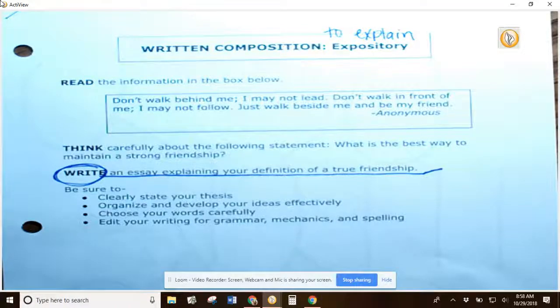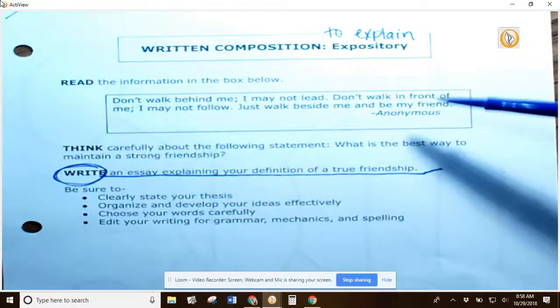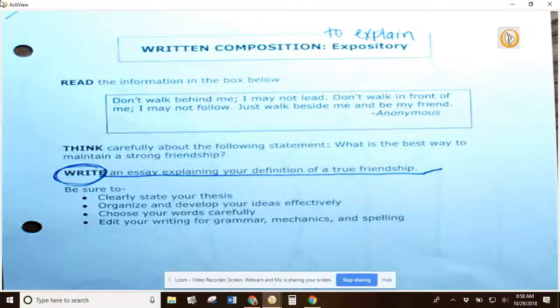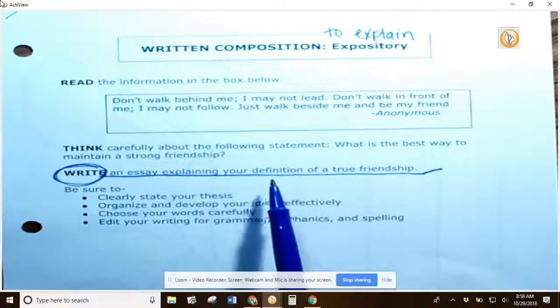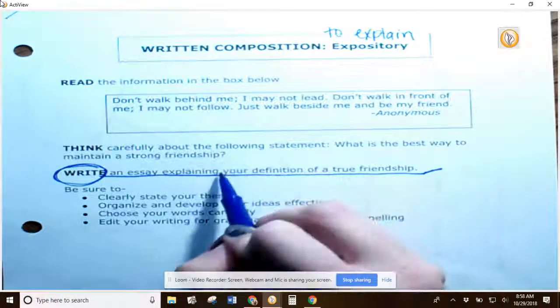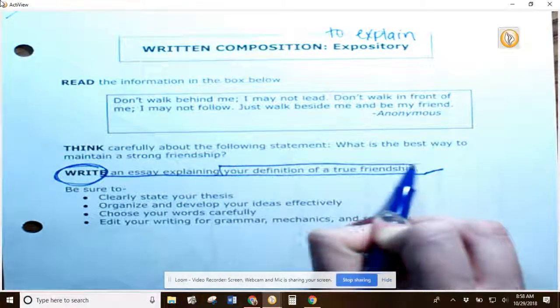Okay, why do you think I had you go directly to that sentence first? That's what you're doing. This is your prompt. This other stuff is just extra. It's just there to help you start thinking in the right direction or give you ideas, but it's not your actual prompt. This is the basis of your essay. Your essay needs to be about your definition of a true friendship.